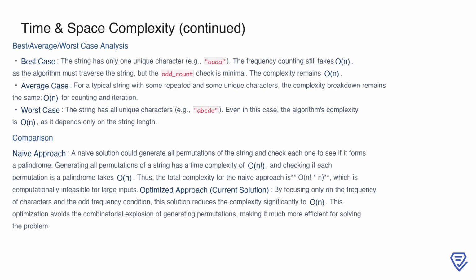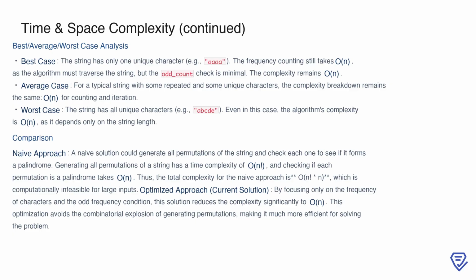Now let's delve into the best, average, and worst-case scenarios for this algorithm. In the best case, the string consists of only one unique character, such as AAAA. Although the frequency counting step still requires O(n) time, the check for odd frequencies is minimal and quick. In the average case, the string contains a mix of repeated and unique characters. Still, the time complexity remains O(n), as the length of the string drives the runtime. In the worst case, the string has all unique characters, like ABCDE. Even then, the time complexity is still O(n), as the algorithm processes each character exactly once.